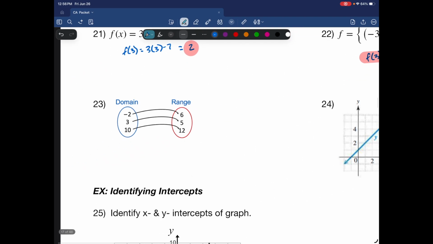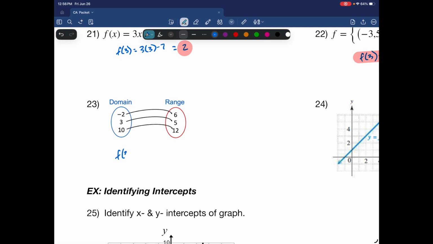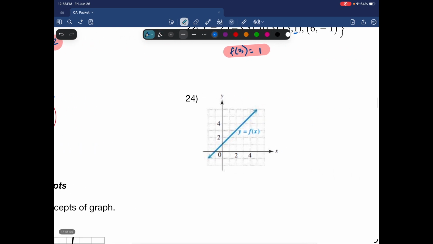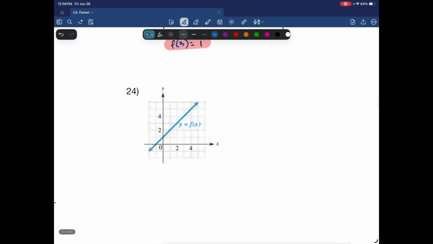For 23, I'm looking at the map. I want to know what f of 3 is. When x is 3, what is y? Well, 3 matches with 5. So on 23, my answer is 5. Now, the one that students probably struggle with the most is a graph. Again, I'm looking for f of 3. So when x is 3, so here's x is 3, I follow it up and find the graph, and that means y is 4. All right, so when x is 3, y is 4 on this graph.